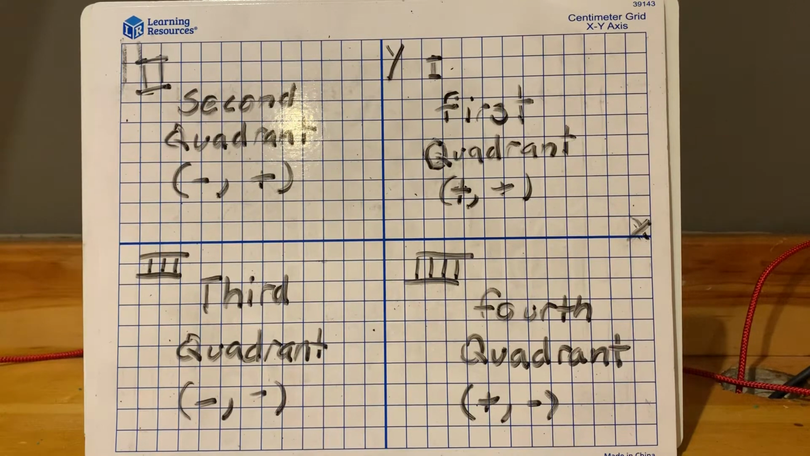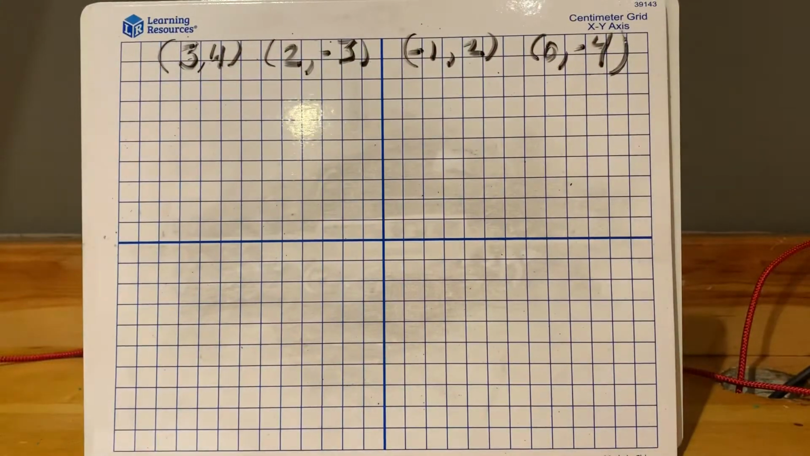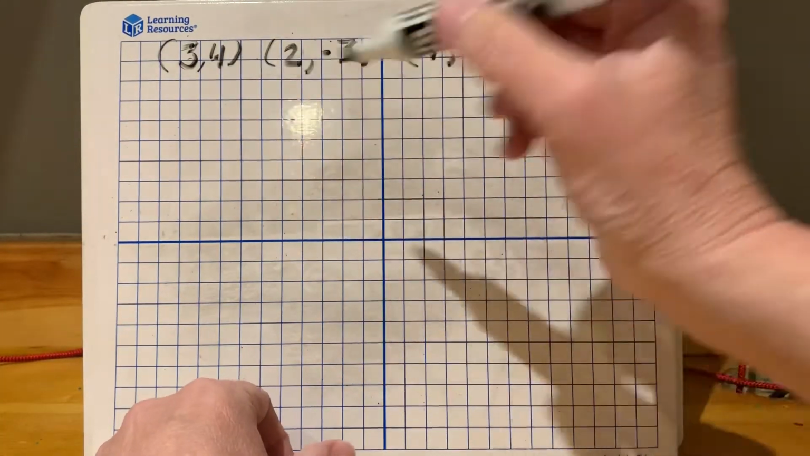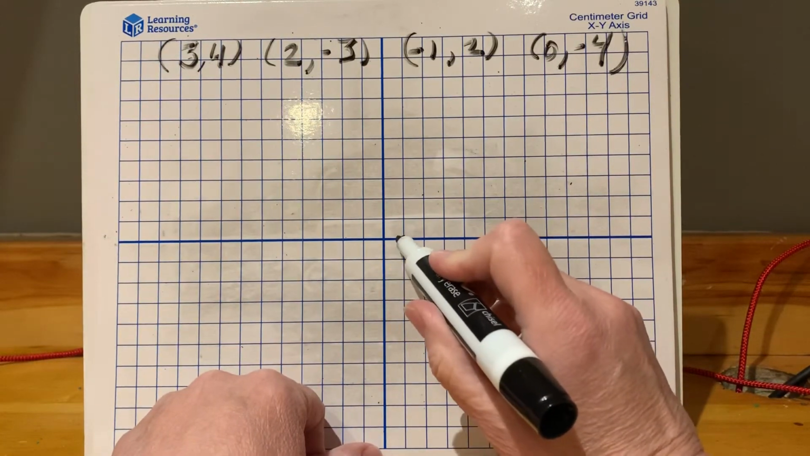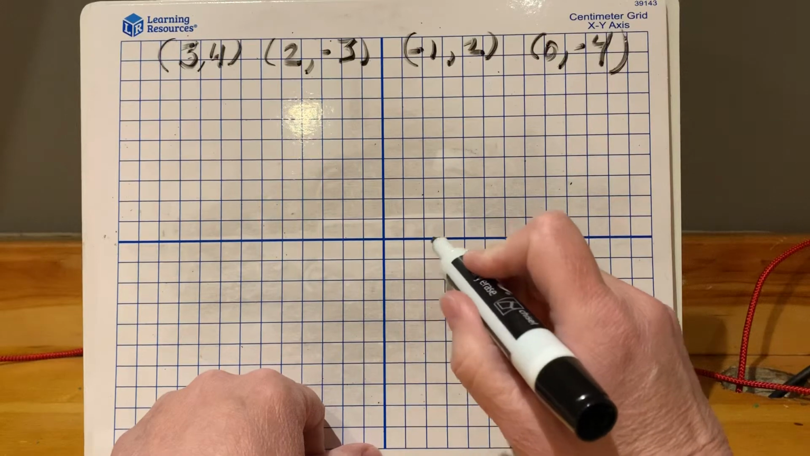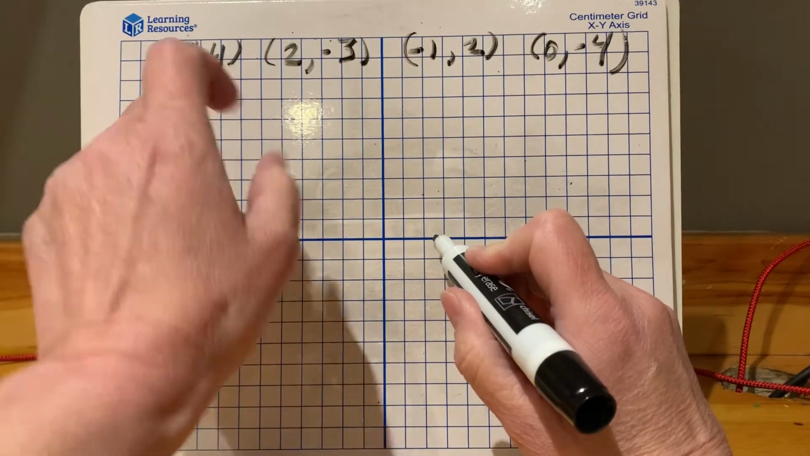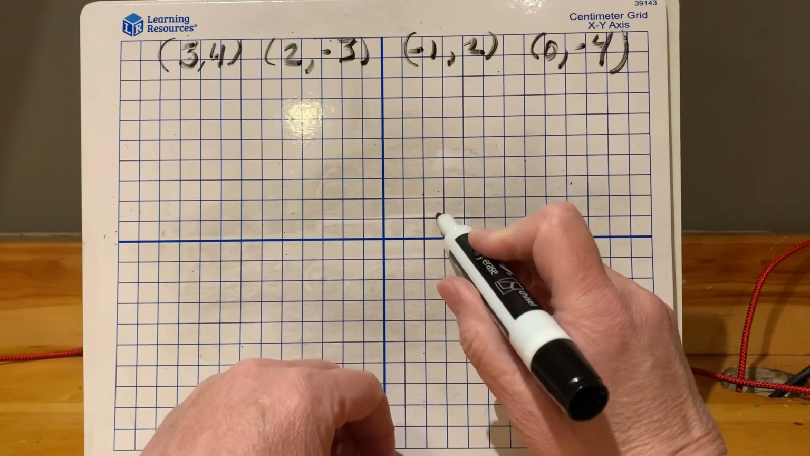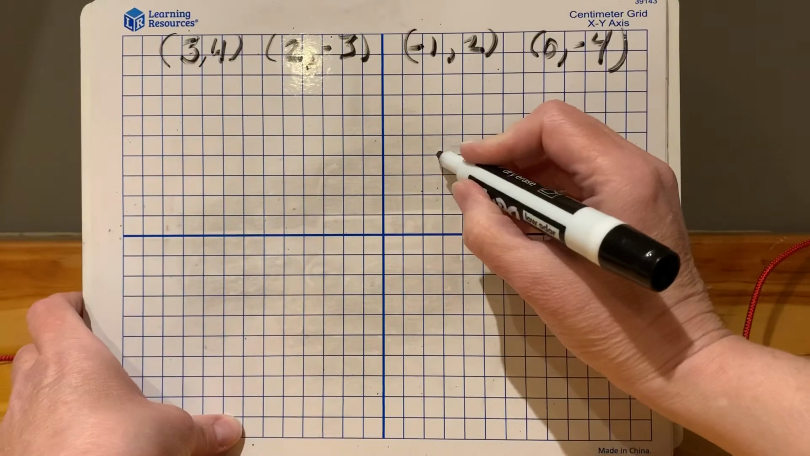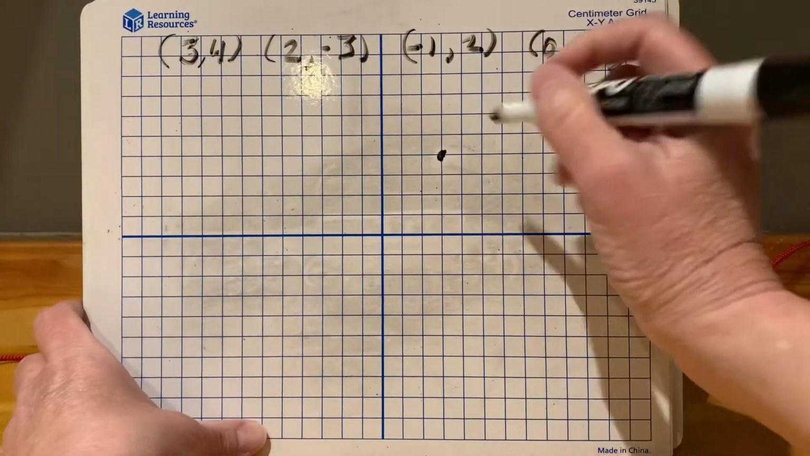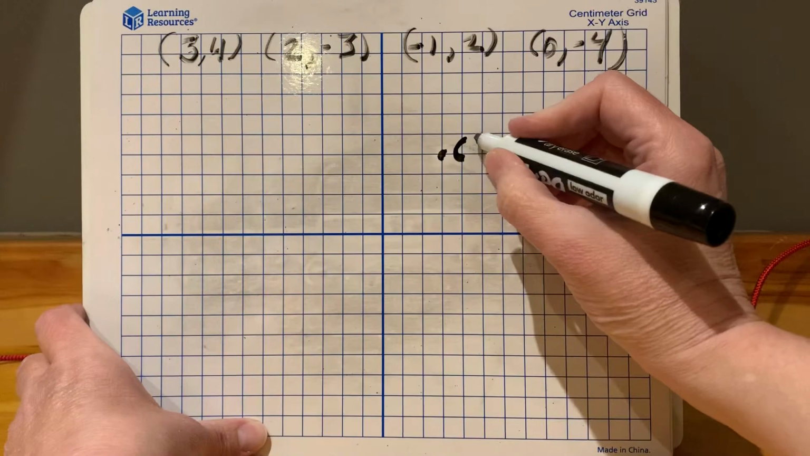Now, to graph points on a coordinate plane, we draw a dot at the point indicated by the coordinates. So let's graph these points on our coordinate plane. Our first point is (3, 4). 3 is our x and it is positive, so we are going to count 3 units to the right. 1, 2, 3. Now 4 is our y coordinate. It is also positive. We will count 4 units up. 1, 2, 3, 4. And we will put a point right there at the indicated coordinates.